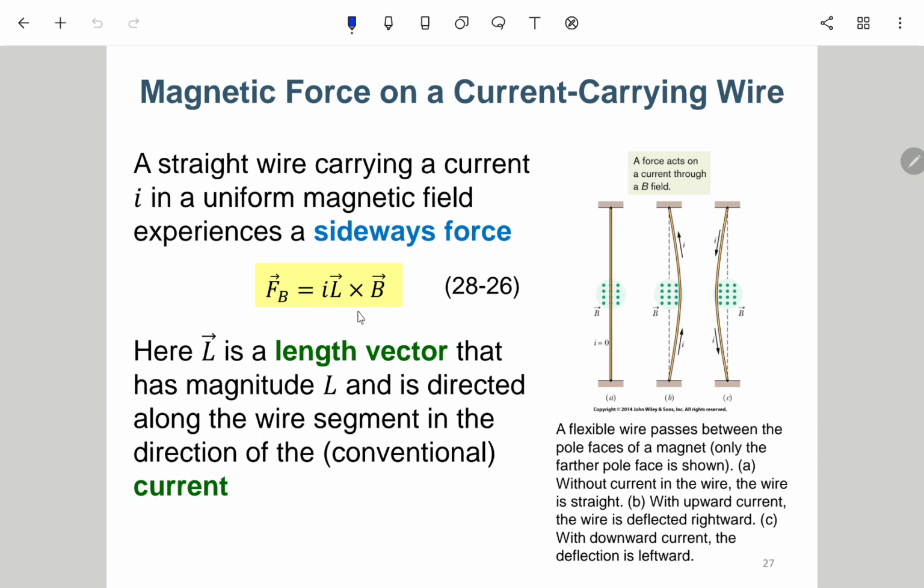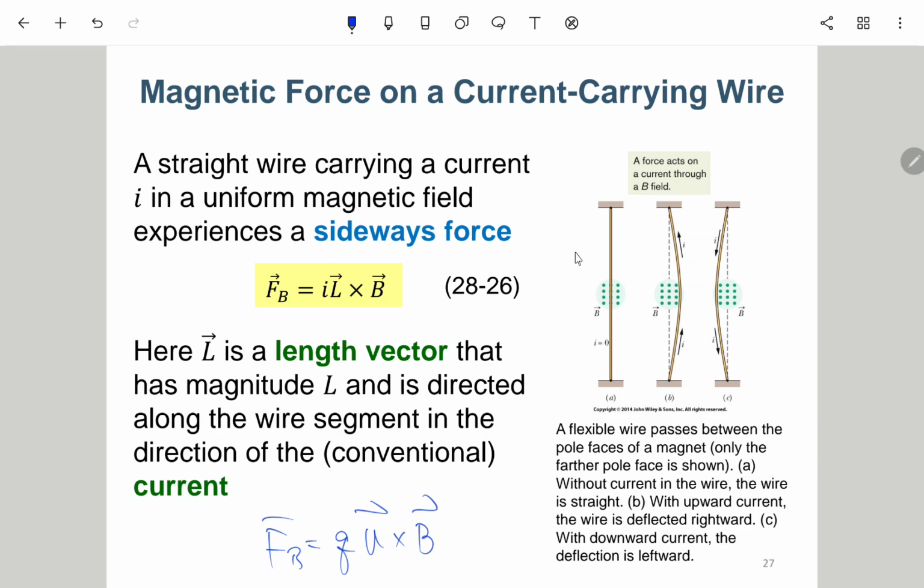So actually we can slightly recall F_B equals q v cross B. I will actually show you why it will be like that, but here we first try to see what it means.